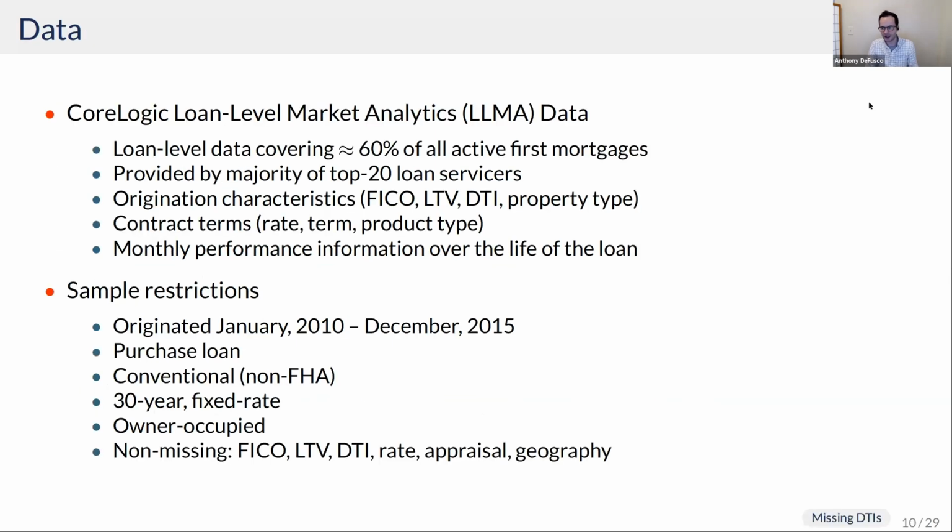So to answer those questions, we're going to use standard loan level mortgage data from the US. This is rich data that gives you information on the performance of these loans over time, as well as the characteristics of the loan at the time it was originated. Most importantly, the debt to income ratio and the price of the mortgage for us.